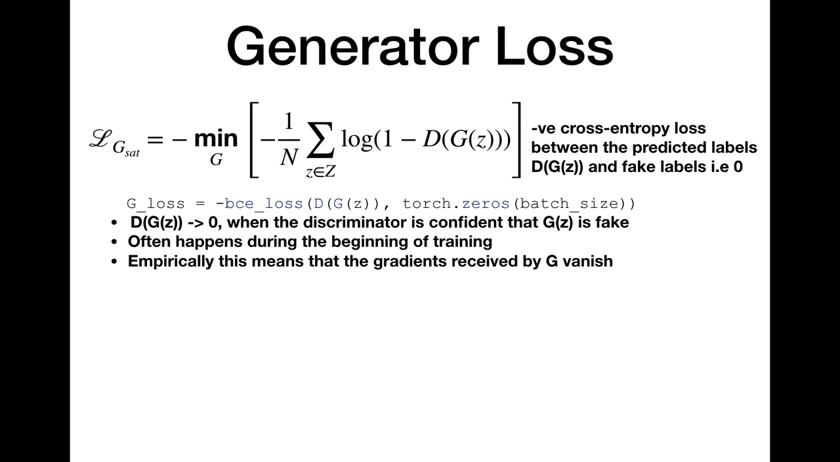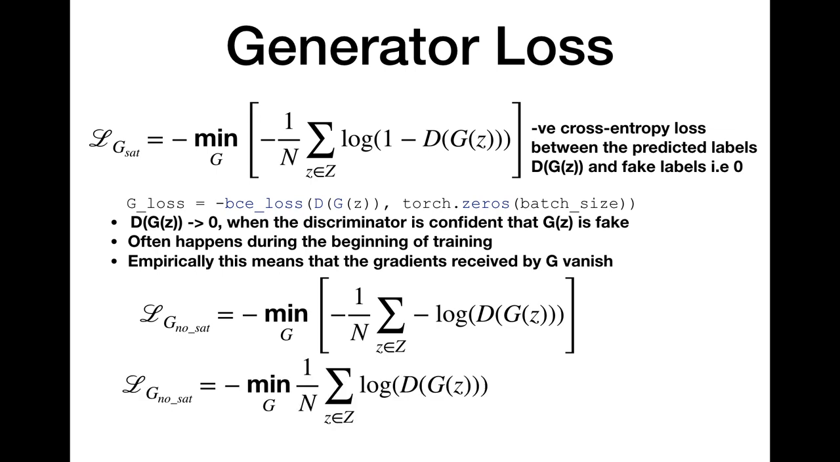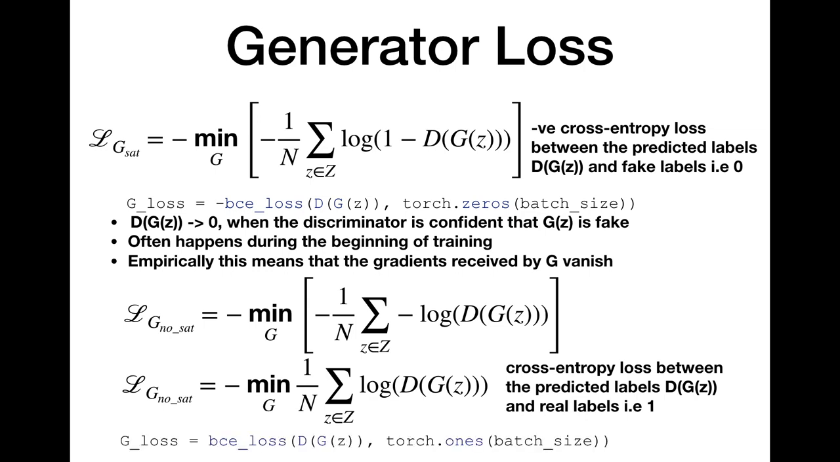In order to overcome this problem, there is a heuristic different loss that we use for the generator that tends to work well. All we do is simply change the log of 1 minus D of G of z with the negative of log of D of G of z. This loss has a simple interpretation too. This is simply the cross entropy loss between the fake images and the real label. In terms of code, it's simply the binary cross entropy loss between the generated images and the real labels.